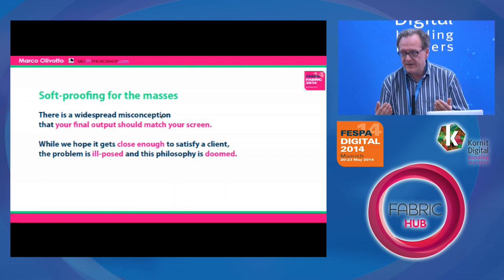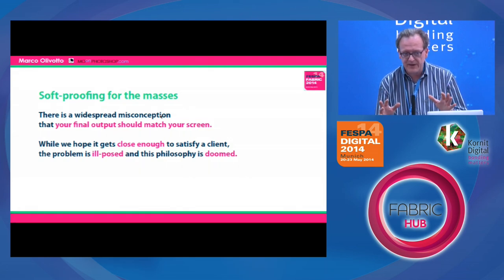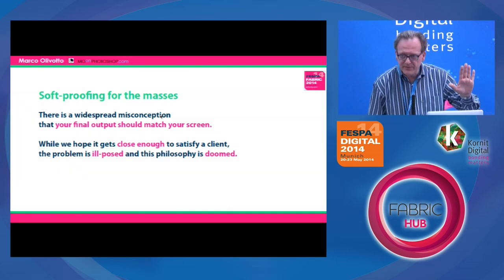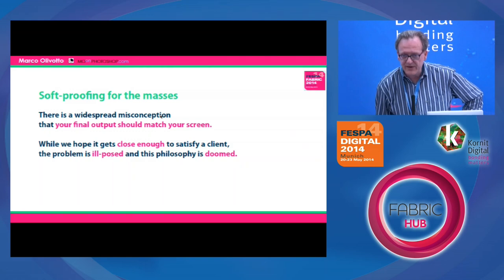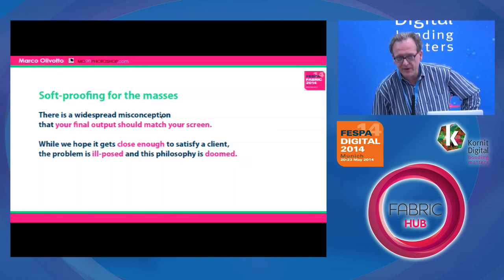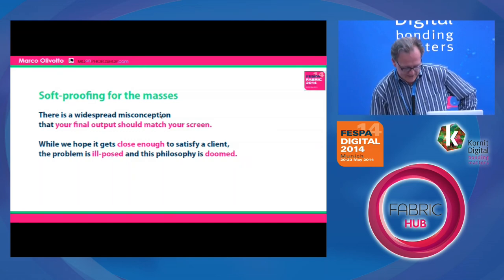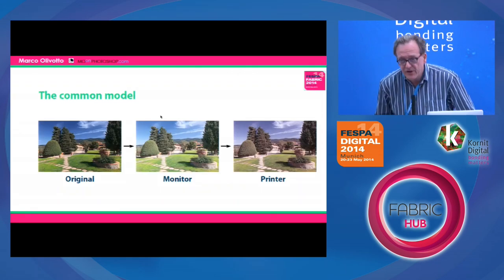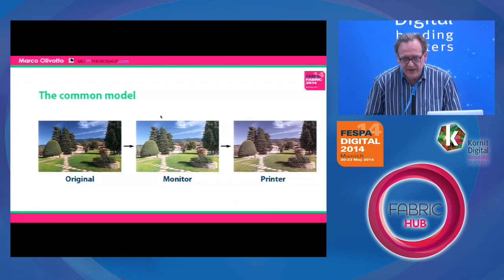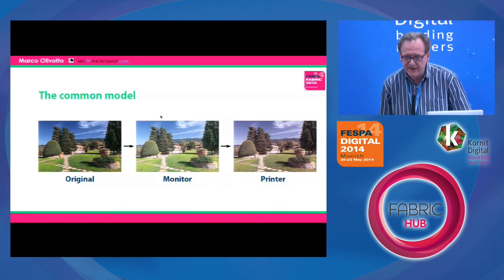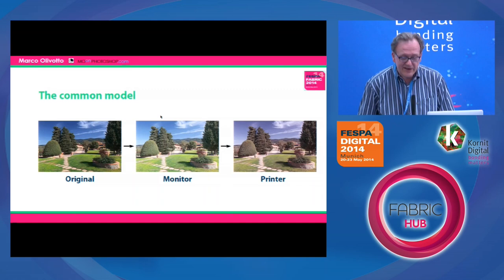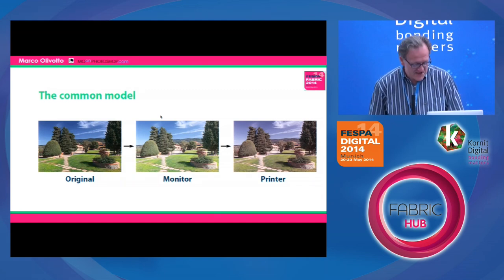But the problem is not posed in the right way, and the solution proposed, that the screen should be the reference and the output should be what matches the screen, is, sorry, very much doomed. And let me show you why. This is the common model that people have in mind. You take a picture, wow, very colorful, Tuscany in Italy in the springtime. You can't get any more color than that, really.